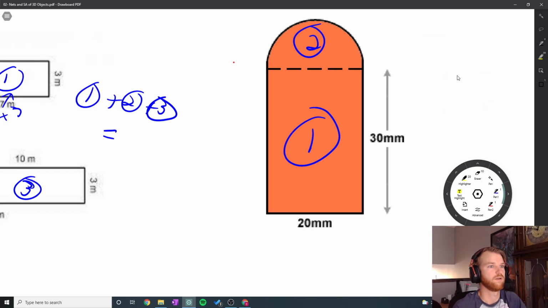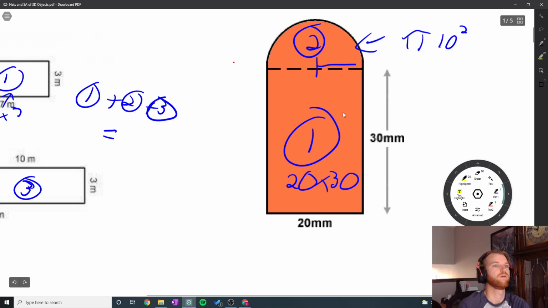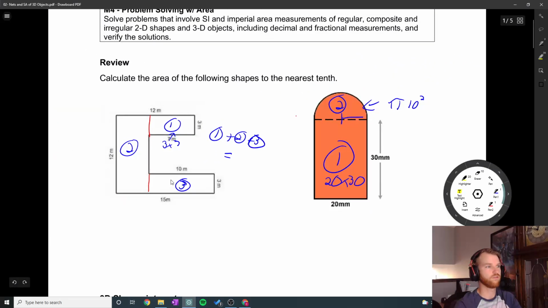So the area of shape 1 here would be our length times width. This one is 20 times 30, which would give us the area inside here. And this one is pi times our radius. Remember, our radius is just half of this distance. The diameter is all the way across, so the radius wouldn't be 20, it would be 10. And then we need to square that. So we would take this area, add it to this area, and that would give us the area of the whole thing. So there's our review.